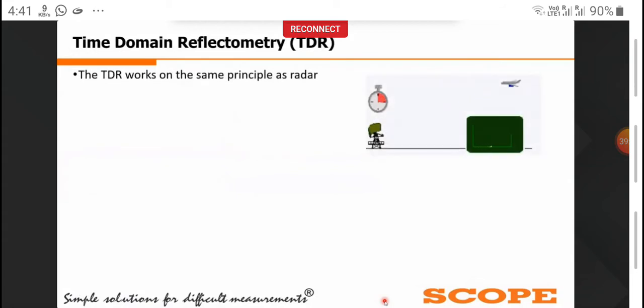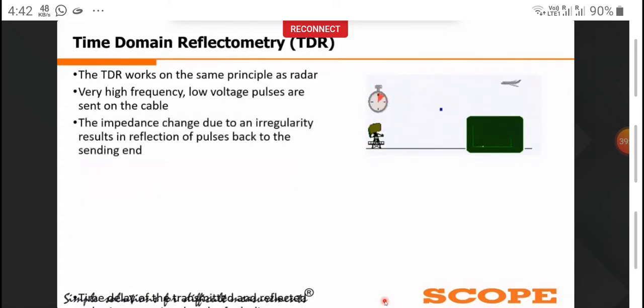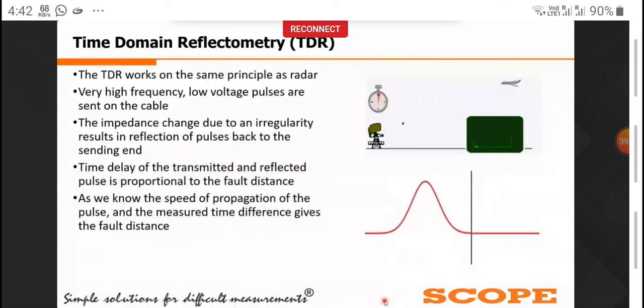Time domain reflectometry works the same as a radar. In this picture you can see that in the radar principle, one signal is transmitted from the transmitter and reflected from the test object, and the time difference between the transmitted signal and received signal is calculated by the instrument. By measuring this time difference we calculate the distance to the object. The same principle is used in time domain reflectometry for prelocating the fault in the cable.